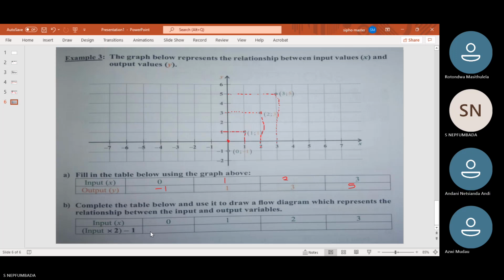Can we proceed? Complete the table below and use it to draw a flow diagram to represent the relationship between the input and the output. So they say times 2 minus 1. So we're going to say 0 times 2, then minus 1. Then we get minus 1. Then 1 times 2 minus 1, like that. Is it difficult?